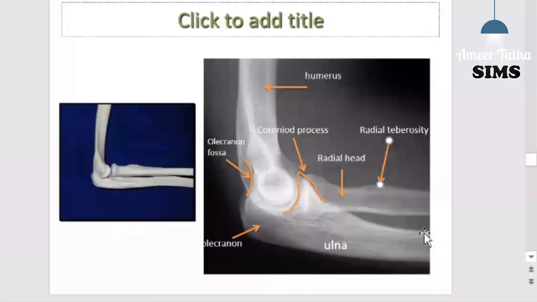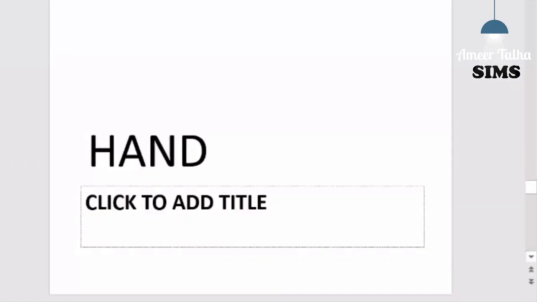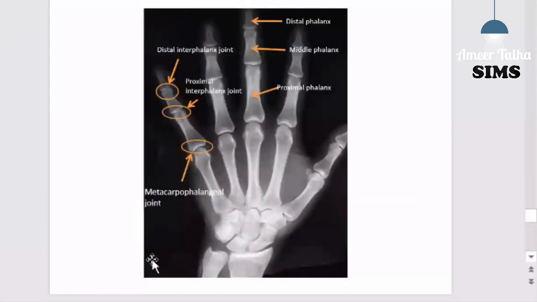Now we move next towards the hand. In the case of the hand, the same, the radius and ulna, and these are the interosseous border of the radius and the interosseous border of the ulna, and this is the radiocarpal joint, in which the inferior surface of the radius is articulating with the scaphoid and the lunate, and the disc of the inferior radioulnar joint is here at this level.